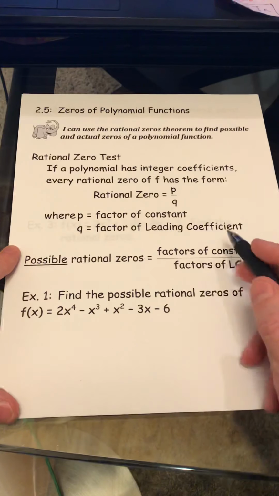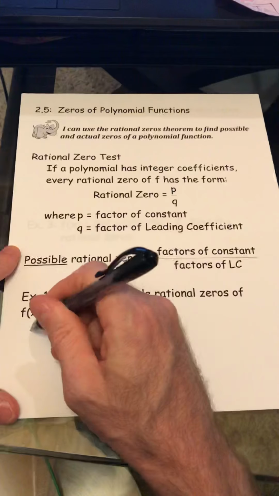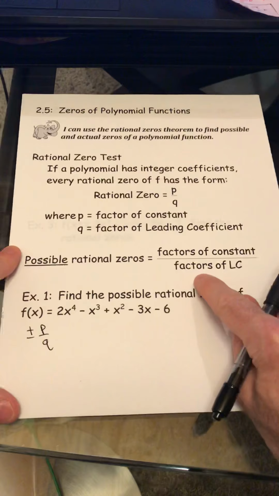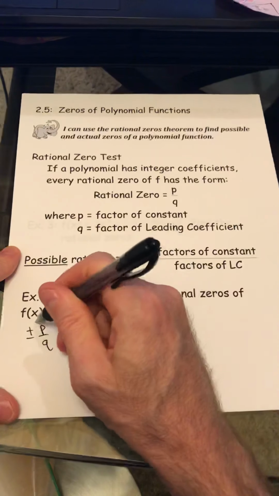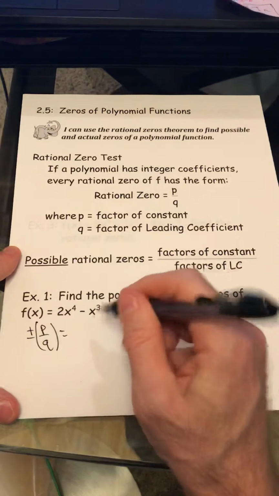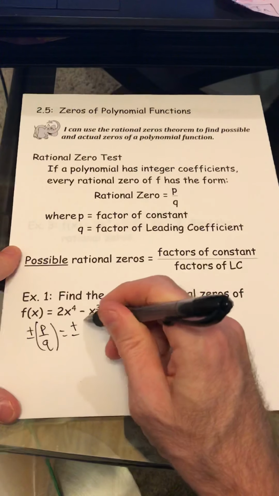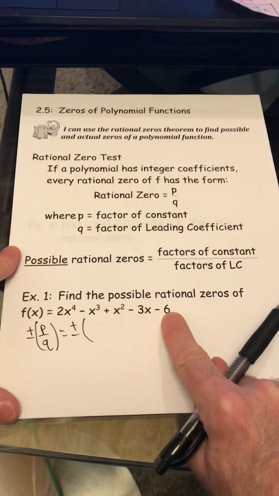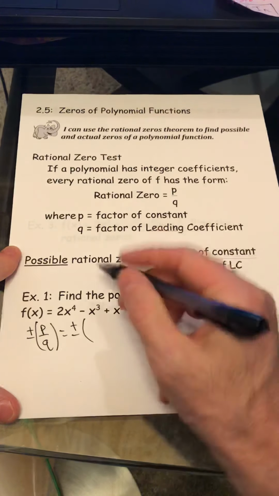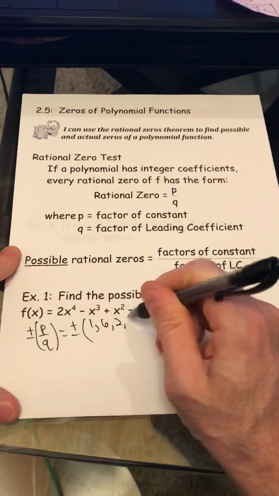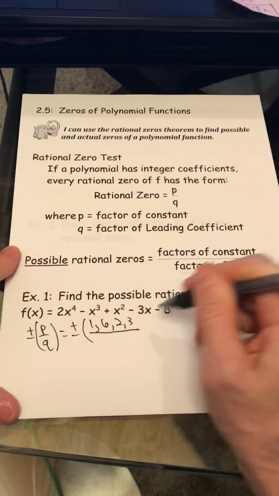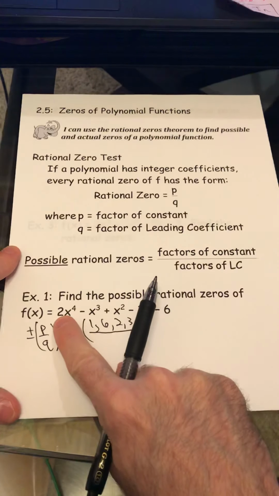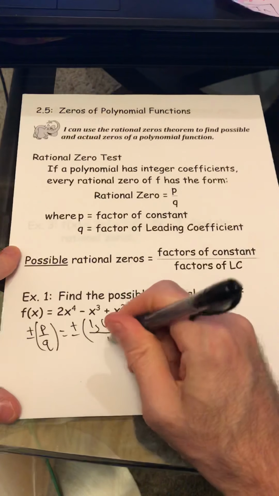Also, it's plus or minus p over q. I didn't explicitly put that here, and I'm even going to put parentheses there. So plus or minus. Now, the factors of the constant: the constant is whatever value is at the end. What goes into 6? Well, 1 and 6, 2 and 3. Over the factors of the leading coefficient. Our leading coefficient is 2. The only things that go into 2 are 1 and 2.